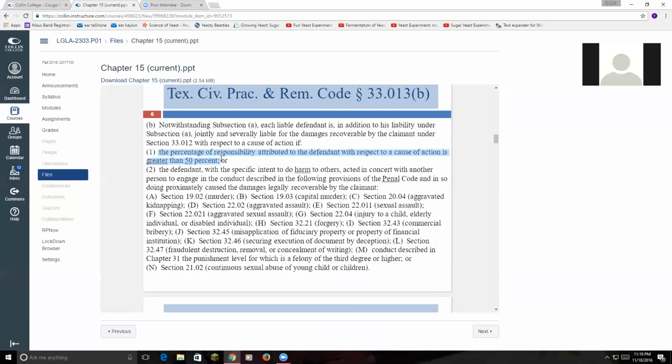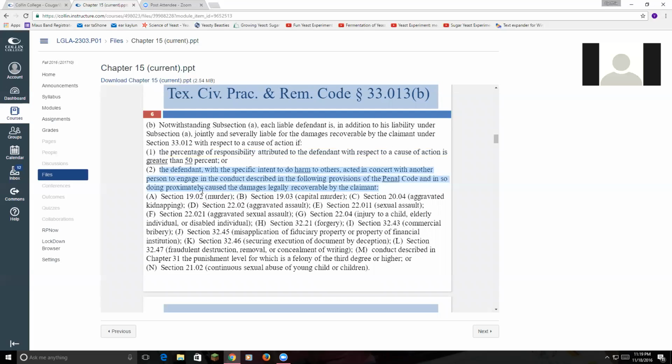The second, and you can see there's an "or" here, it's not an "and," so the plaintiff is just going to have to establish one of these. Either this is the case, and therefore that party is jointly and severally liable, or this is the case. I mean, it might be the case that both are the case, but the plaintiff only needs one. So let's see what the second category is.